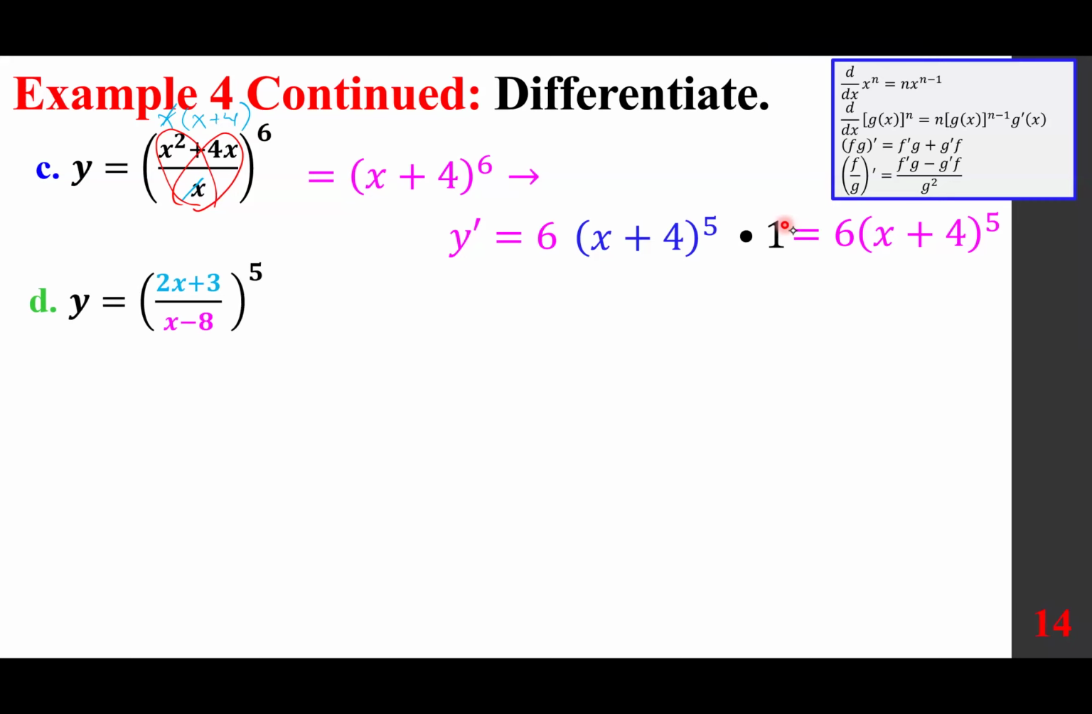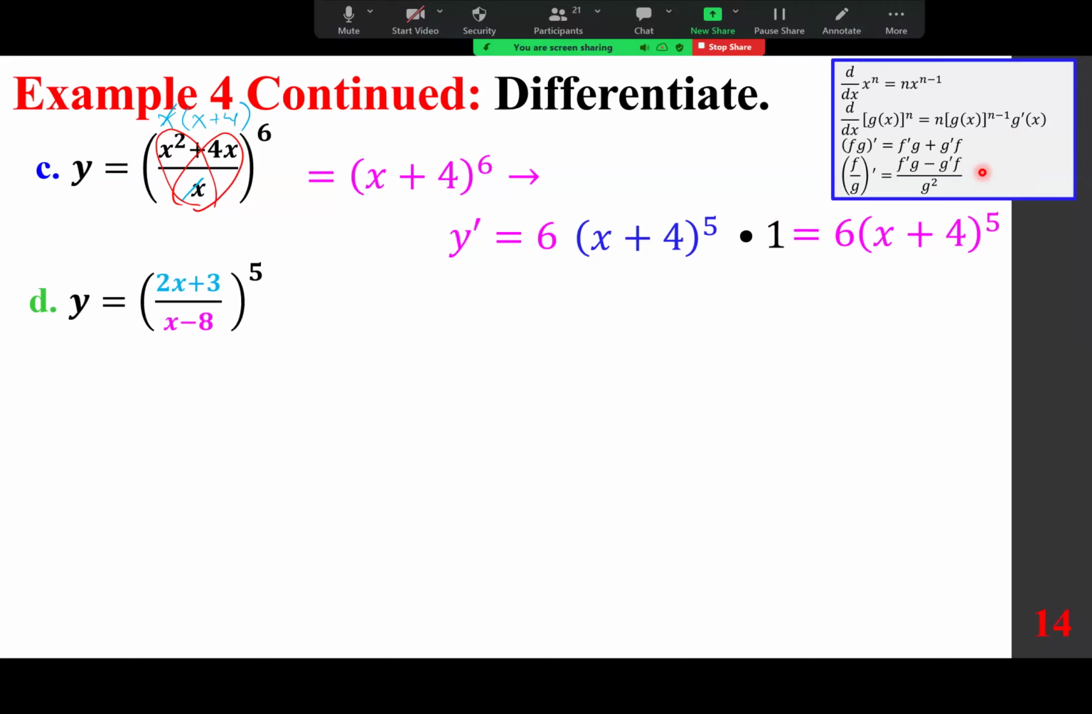y equals (2x plus 3) over (x minus 8), to the power of 5. We are going to use the extended power rule in conjunction with the quotient rule. So n is 5.